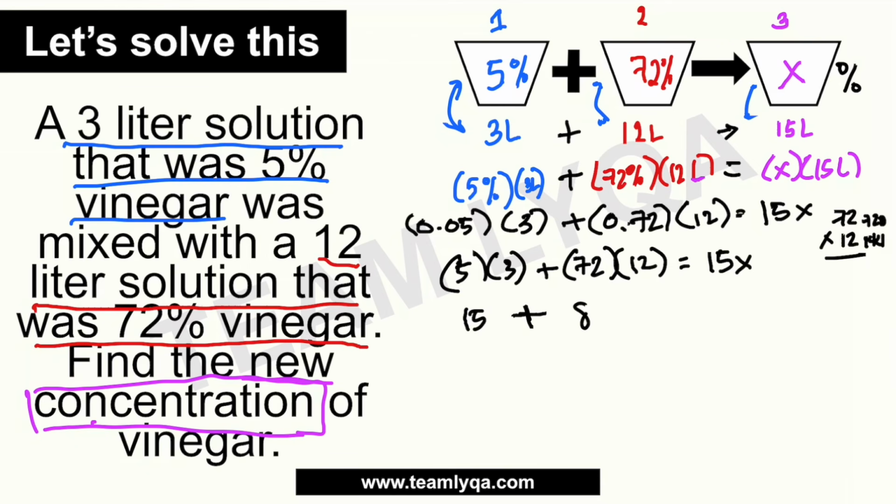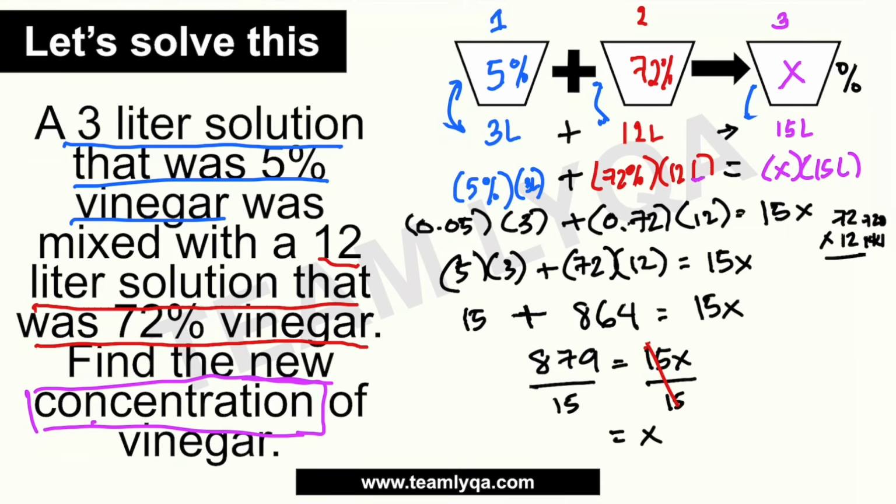So 864 is equal to 15x. So ito, pagsasamahin ko lang. So now I have 864 plus 15. So that would be 879 is equal to 15x. Tapos, para makancel natin yung 15 dito, i-divide ko both sides by 15. Okay, makakancel ngayon ito. So, x is equal to 879 divided by 15.